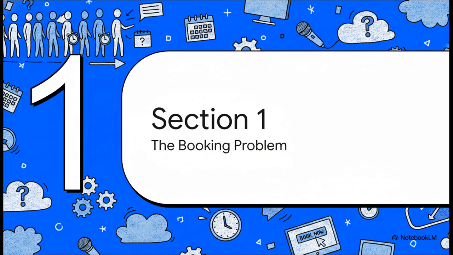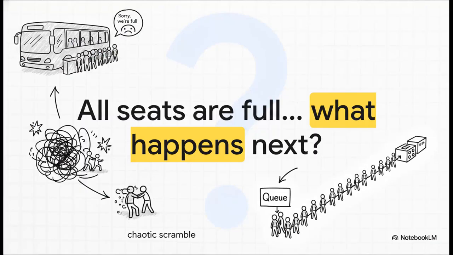All right, section 1, the booking problem. Let's set the stage with a situation that's probably all too familiar. So just imagine this. You're at a packed bus station. Everyone's trying to get a ticket for the last bus out. And then you hear those dreaded words: Sorry, we're full. So what happens then? Does it just become a total free-for-all, or is there a fair, organized way to handle it? That right there, that's the problem we're tackling.